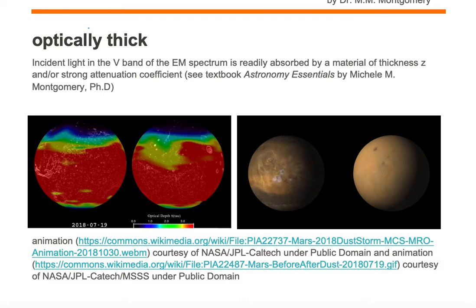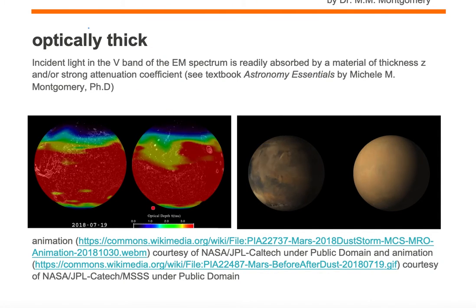Here on the right, we're looking at an animation of 2 different days in the life of Mars. On the left, we're looking at a day on Mars where we can see surface features on the planet. On the right, we're looking at another day on Mars where the planet is entirely engulfed in dust. Notice we cannot see visible features on the surface of the planet. And that ability to see surface features comes into the definition of optically thick.